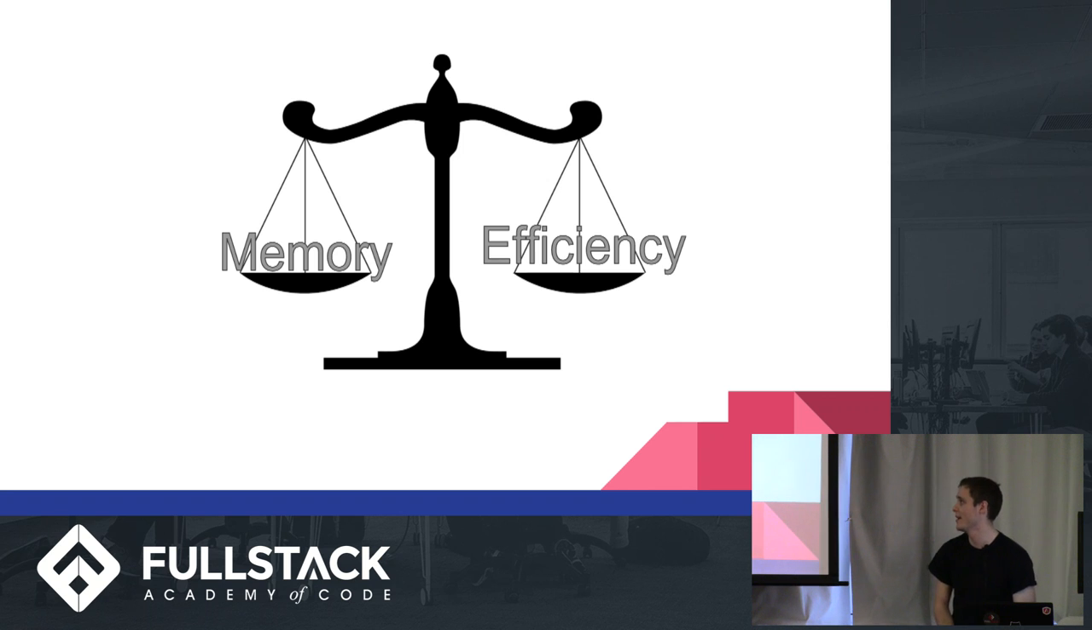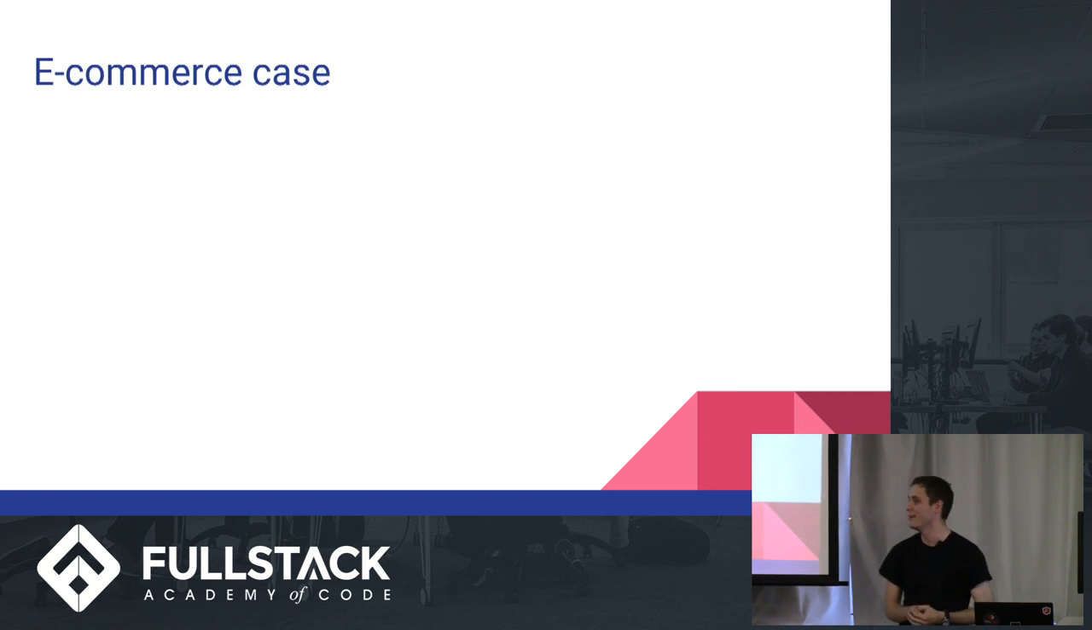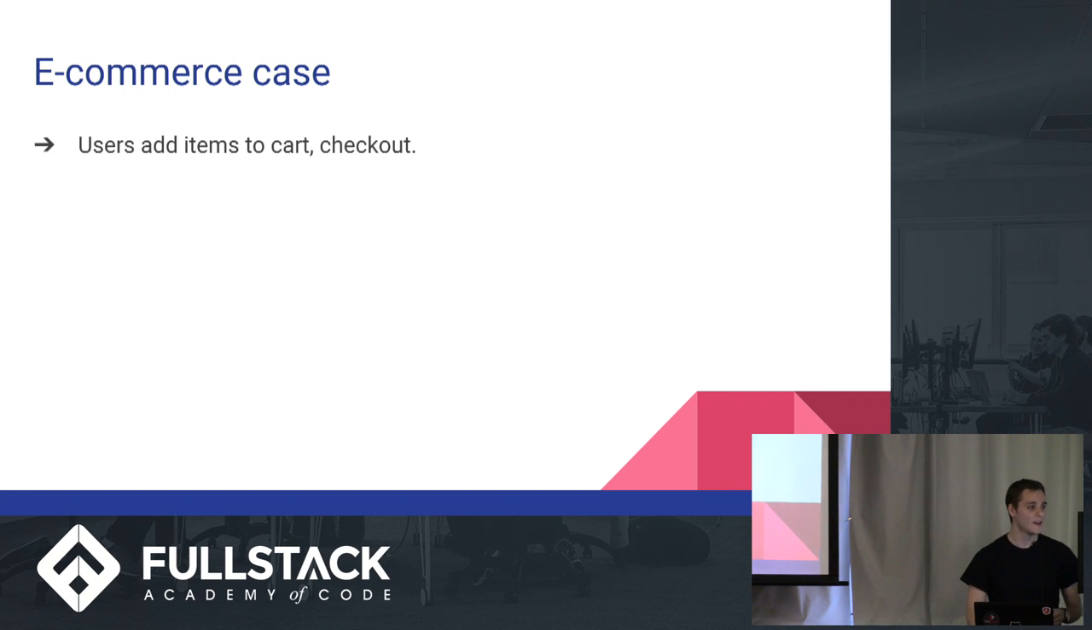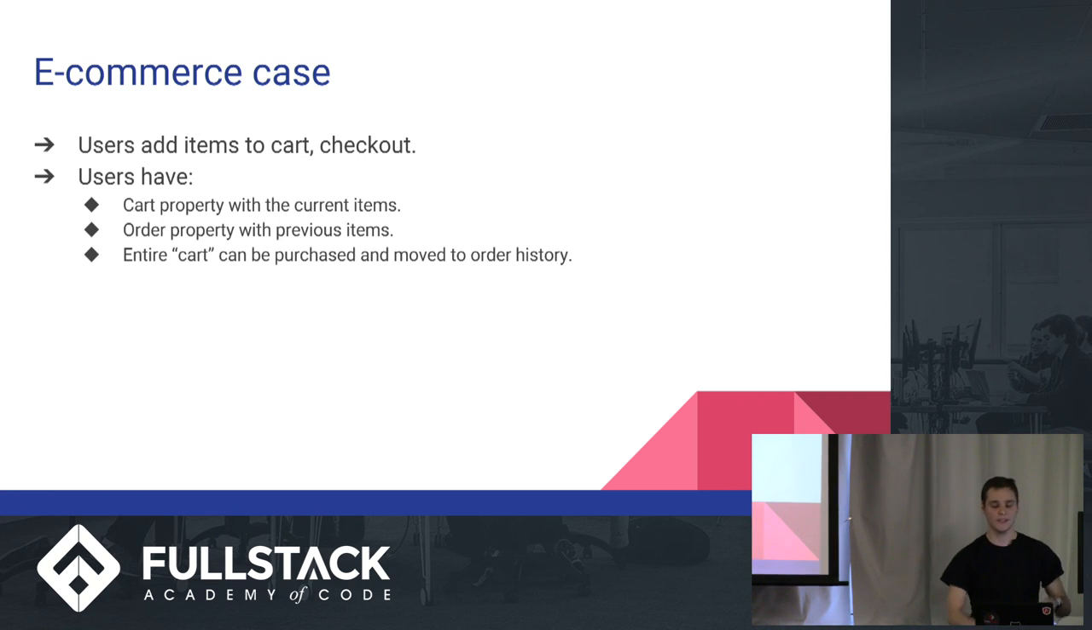It's really a trade-off between memory and efficiency. When everything is embedded, there's a lot more memory happening. When everything is referenced, there's saving on memory, but it could run into efficiency problems if you're making multiple queries. So a good example of which one to use at which time, we have this basic e-commerce case, and some things I want to be doing is have the users add an item to a cart. It's an e-commerce website. You have a cart. You want to add items to it. We want to have a cart property with the current amount of items in it. We want to have an order property with the previous items. The way I'm structuring this is the entire cart is going to be purchased and then moved to the order history. So we can just pass that subdocument from one spot to the next.